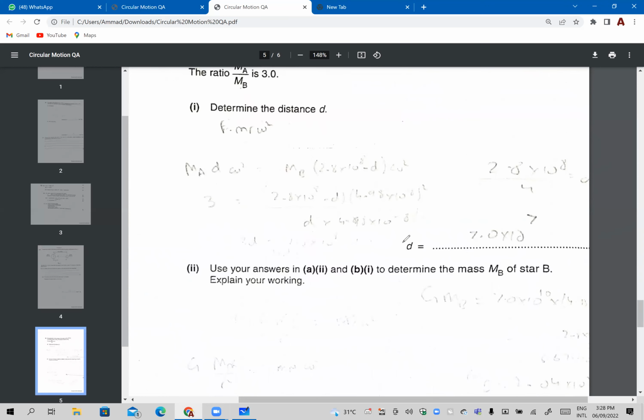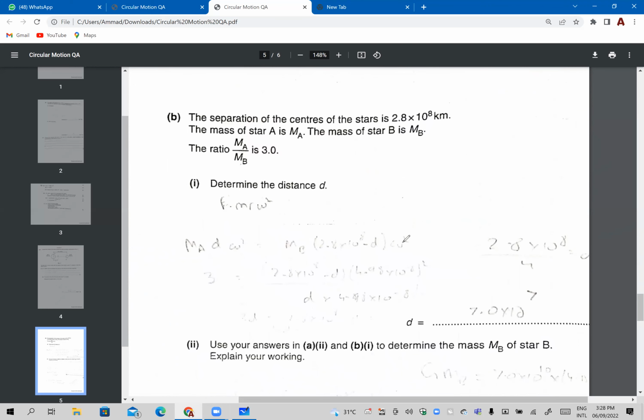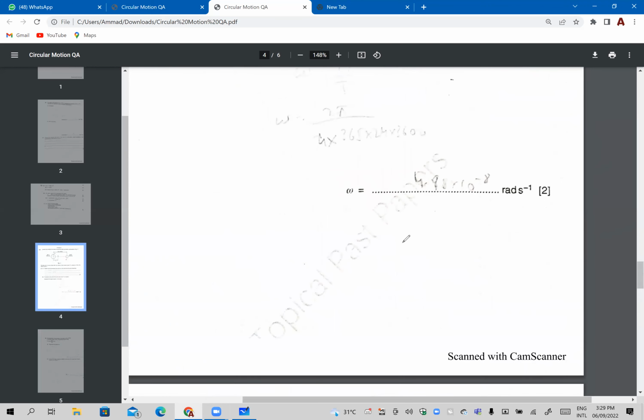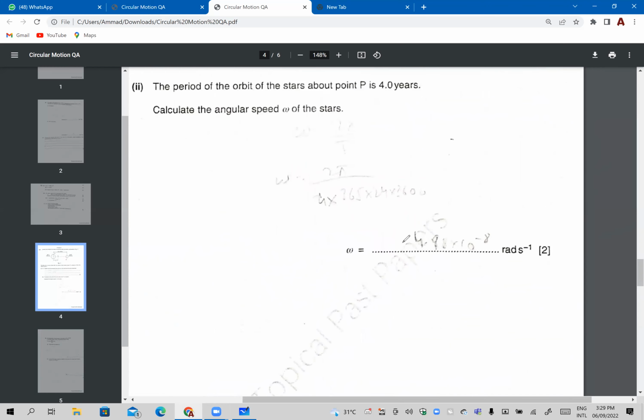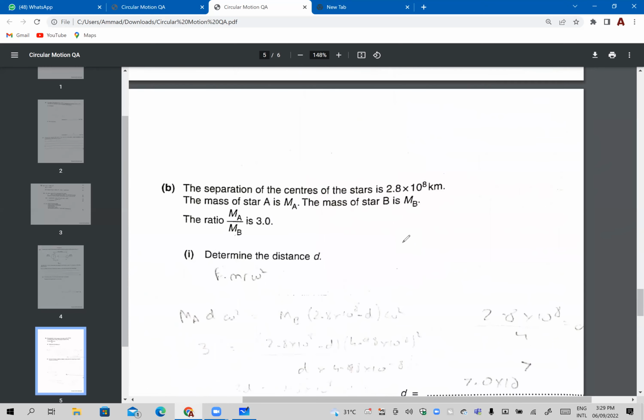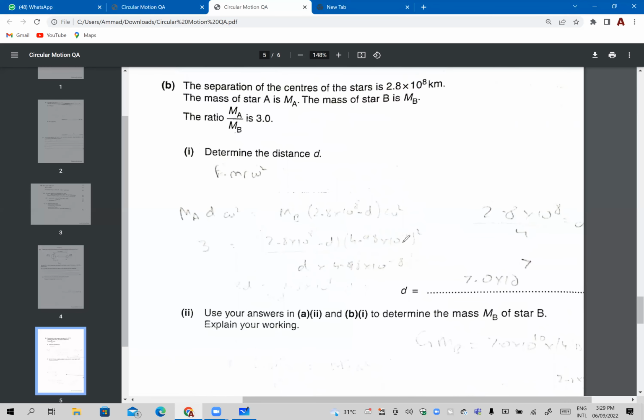Use your answers in A part 2 and B part 1 to determine the mass MB of star B. What was A part 2? A part 2 था जी हमारे पास ओमेगा की वैल्यू, which was 5 times 10 to the power of minus 8 radians. Let's write these answers once again here so we can know what we're using. Omega was 5 times 10 raised to the power of minus 8.